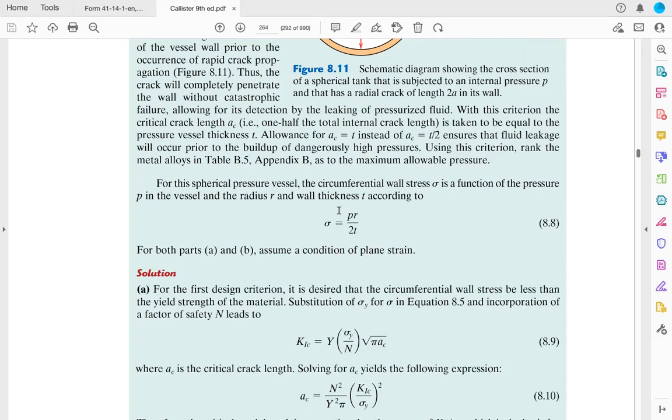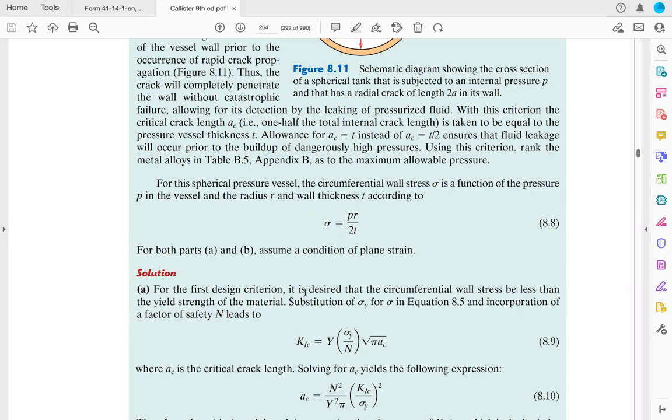Okay, so for the first criterion, we also need to know that in the ASME code, the American Society of Mechanical Engineers, there are some formulas about how to calculate the correlation between the stress, the pressure and the thickness in a spherical tank. For a spherical pressure tank, the stress is a function of pressure P, multiplied by the radius, divided by 2, and divided by the thickness.